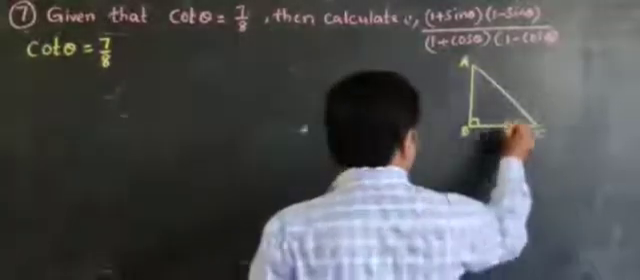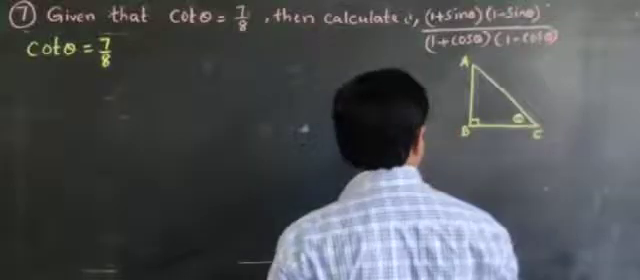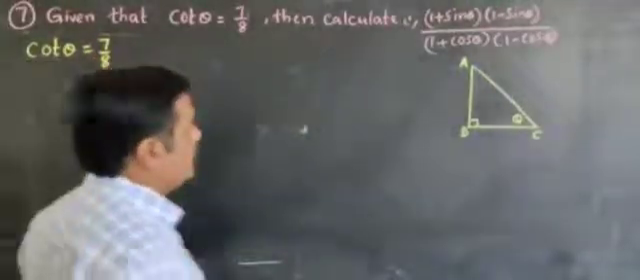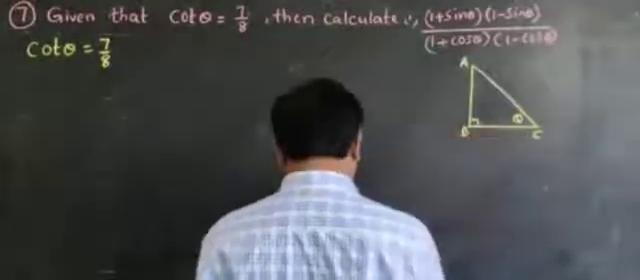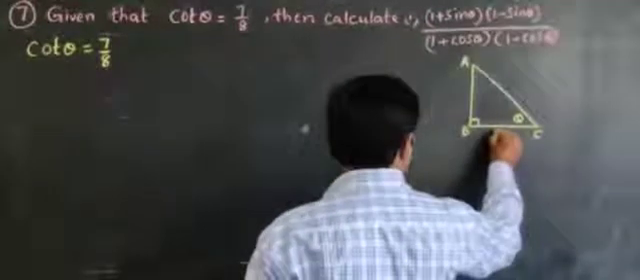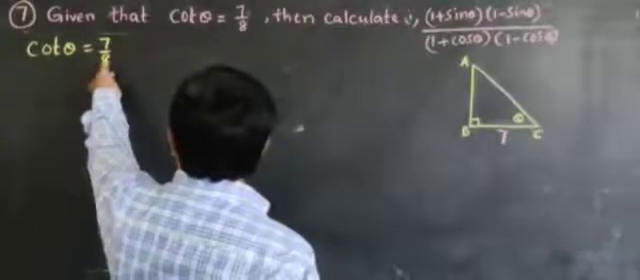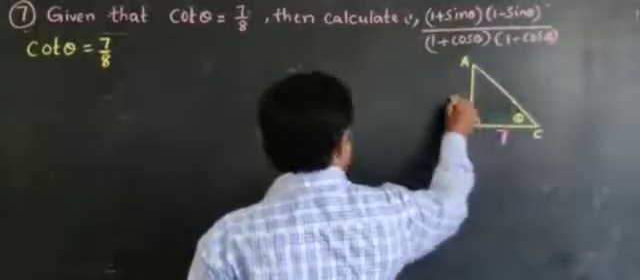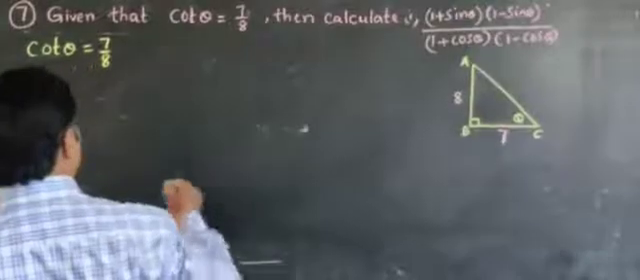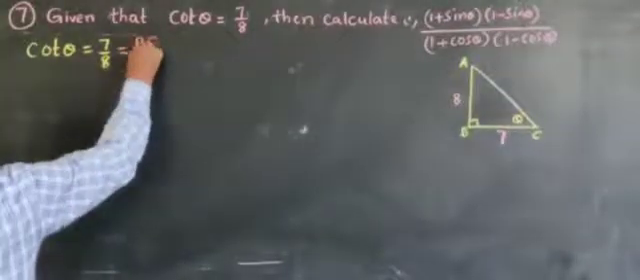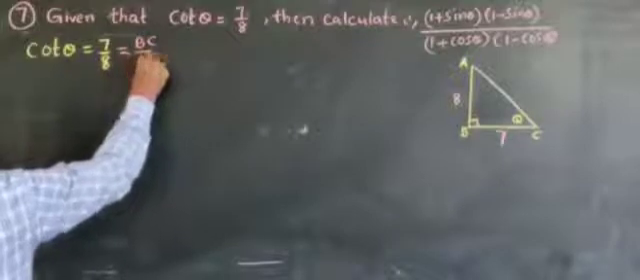Sir, I am giving an example here. I am taking theta here. Adjacent side to the theta is BC. BC is given as 7, and the opposite side to the theta is given as 8. So we have to take this as BC by AB. Is it clear?